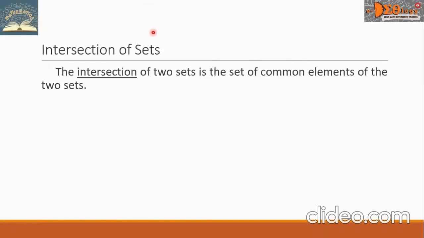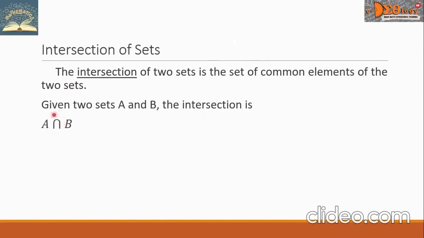Let us now discuss intersection of sets. The intersection of two sets is the set of common elements of the two sets. Given two sets A and B, the intersection is given by the symbol. This inverted U is the symbol for intersection. So we read this as A intersect B. The elements are the variable x, such that x is an element of A and x is an element of B.